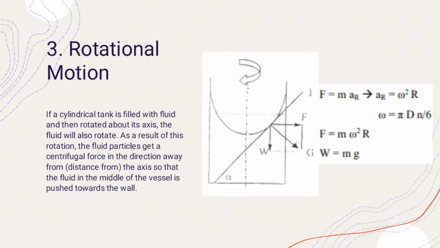Rotational motion. If a cylindrical tank is filled with fluid and then rotated about its axis, the fluid will also rotate as a result of that rotation. The fluid particles get a centrifugal force in the direction away from the axis, so that the fluid in the middle of the tank is pushed toward the wall, as shown in the picture.